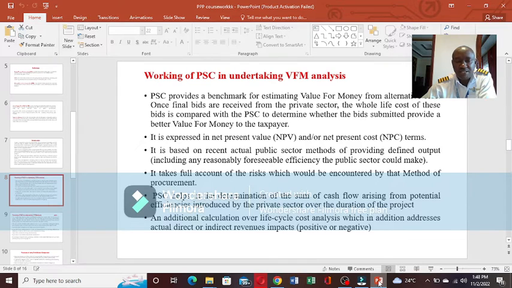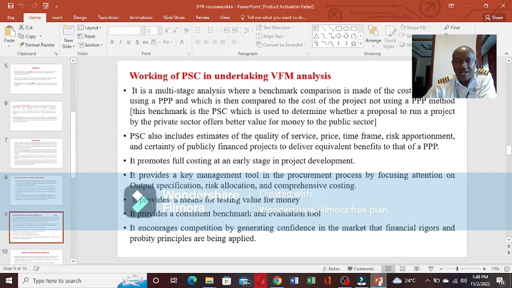Public sector comparator provides a benchmark for estimating value for money from alternative bids, and it is also expressed in net present value, which is a good aspect for value for money, because in value for money we say $1 today is better than $1 tomorrow. Other undertakings are listed below, as you can see.